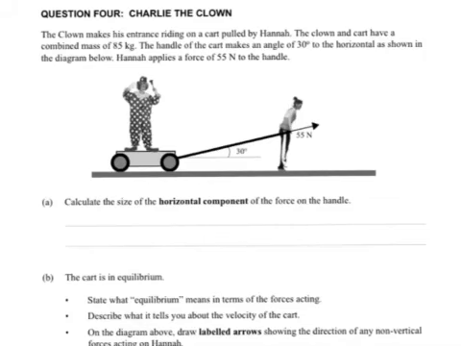Question 4, we're looking at Charlie the Clown. The clown makes his entrance riding on a cart pulled by Hannah. The clown and cart have a combined mass of 85 kilograms. The handle of the cart makes an angle of 30 degrees to the horizontal as shown in the diagram below. Hannah applies a force of 55 newtons to the handle.